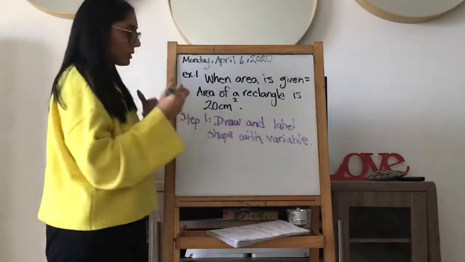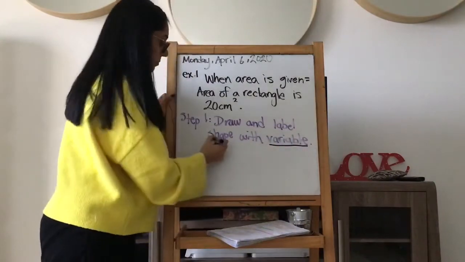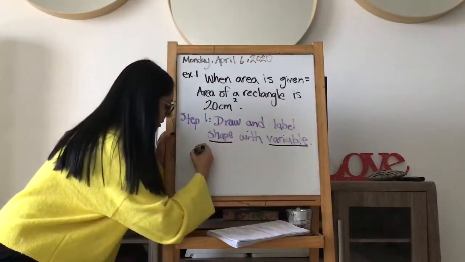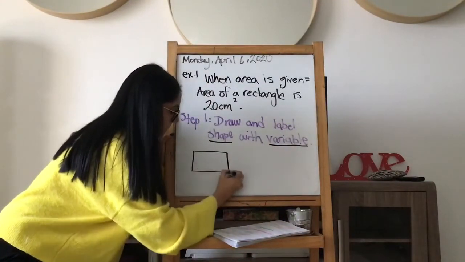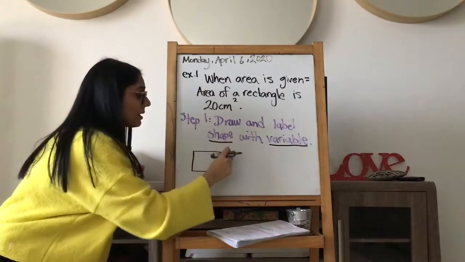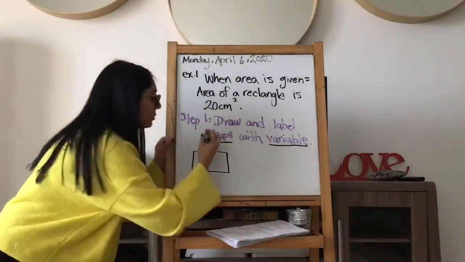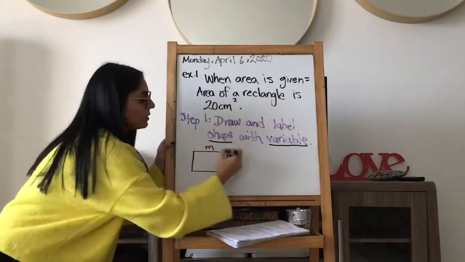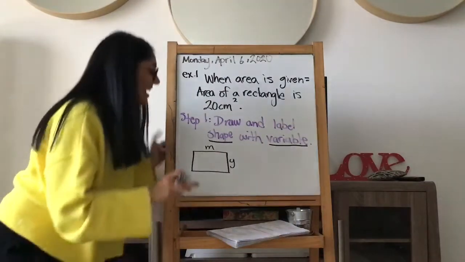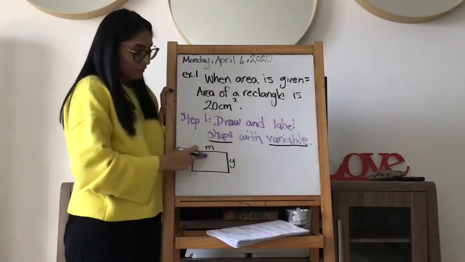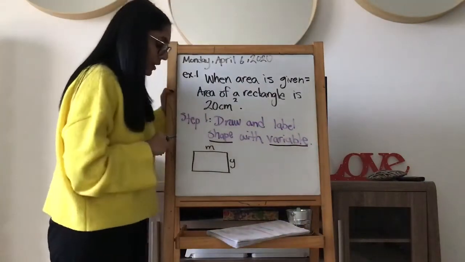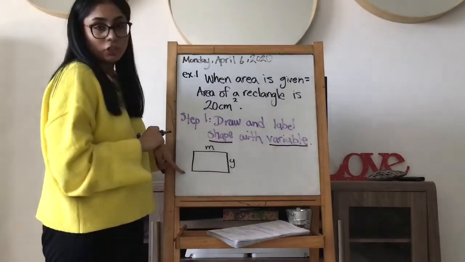The most important part here is that I'm drawing and labeling the shape with variables. So remind me what the shape is. The shape happens to be a rectangle, so I'm going to draw a rectangle. And what are my variables? Same thing as yesterday: I can use any letter to represent the sides. Let's do something different. We can do M and Y. We know that if this is Y, this is also Y, and if this is M, this is also M. That should be very obvious now. So that's step one; I've drawn and labeled my shape.